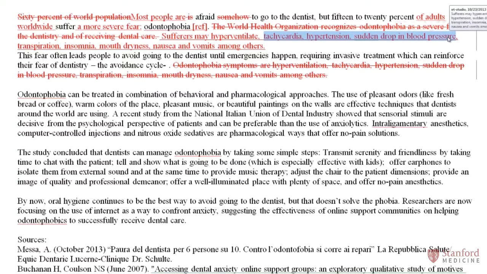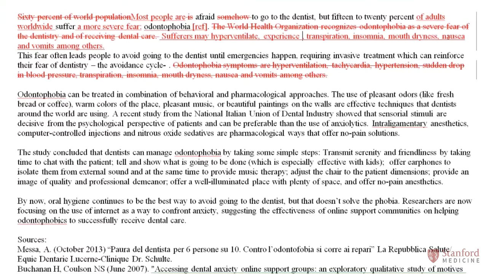Some of those are medical jargon, so let's change all of that to may hyperventilate, experience sudden changes in heart rate and blood pressure. Transpiration is just sweating, so let's just say sweat. And I'm just going to truncate this and just say and vomit. Sufferers may hyperventilate, experience sudden changes in heart rate and blood pressure, sweat and vomit, or vomit we should probably put, because they may not experience all of these symptoms, or vomit when just thinking about the dentist's chair.